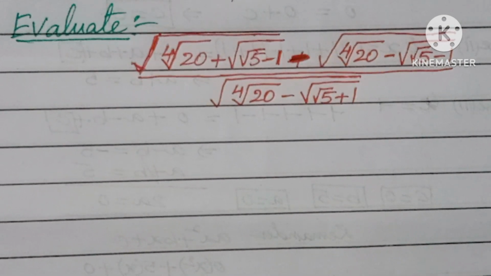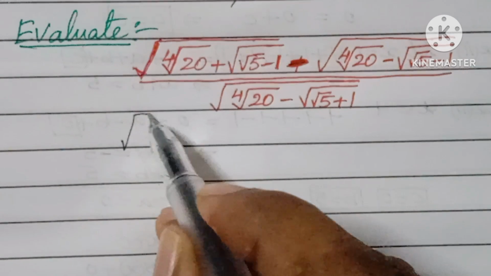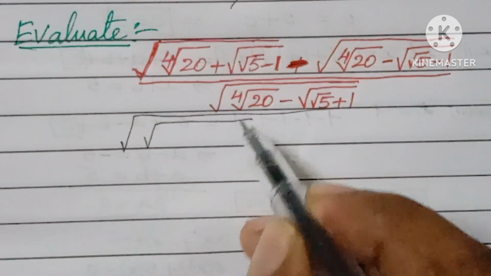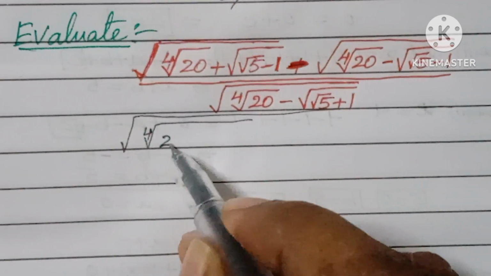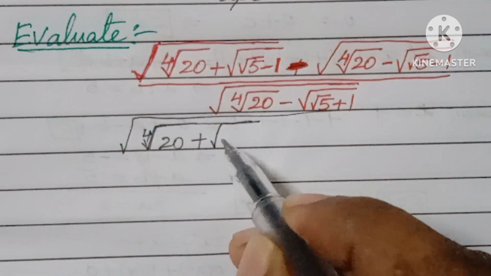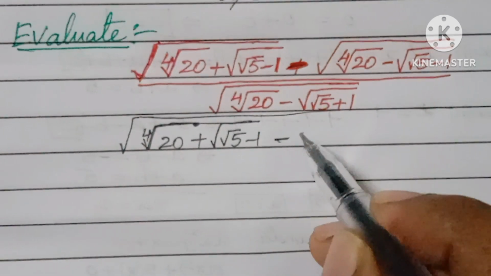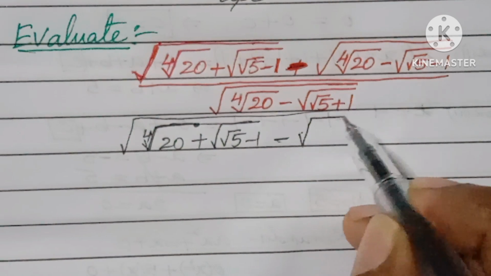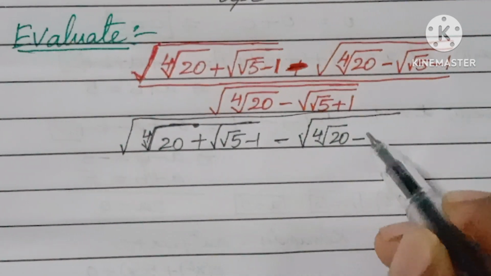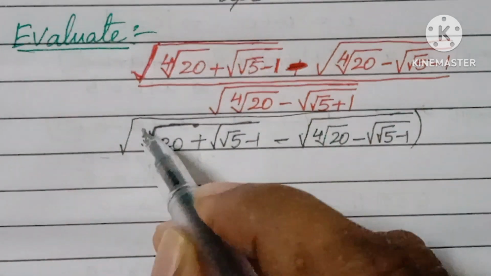So here, how to solve this problem? First, what you have to do is take the square on the numerator: root of fourth root of 20 plus root of root 5 minus 1, minus root of fourth root of 20 minus root of root 5 minus 1, whole square.